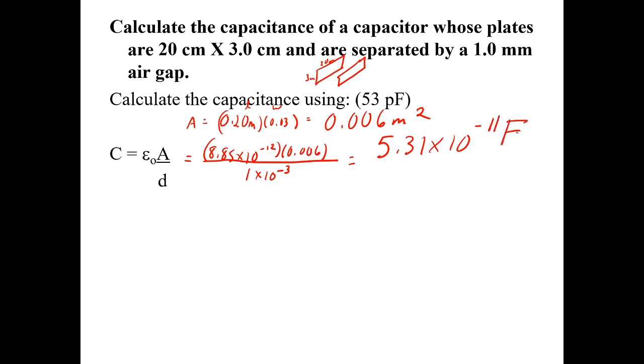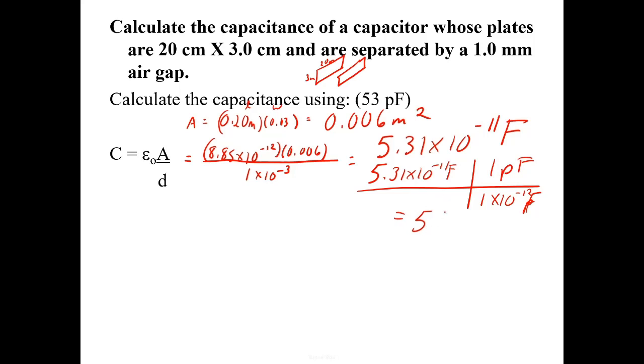farads. Now, that's not a convenient way to write it. So what we do is we take 5 times 10 to the minus 11 farads, and it's 1 times 10 to the minus 12 farads that is a picofarad. So that should work out to 53, it's actually 53.1, but we'll just go 53 picofarads. And you say, well, that's a terribly small number. Yeah, but that's how capacitors are rated.